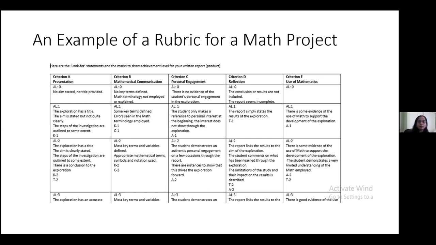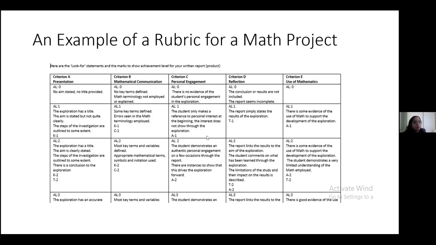And there is some amount of transparency, because this is not a right and wrong thing where there is objective marking. There is an element of subjectivity, but there is also an element of transparency and accountability. If you see this rubric here, I don't expect you to read it. This is just a small snapshot of it. Here you have 5 criteria being evaluated: presentation, math communication, personal engagement, reflection, and the use of math. These 5 criteria are the IB criteria.